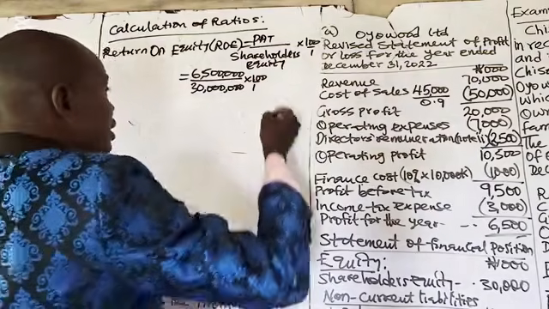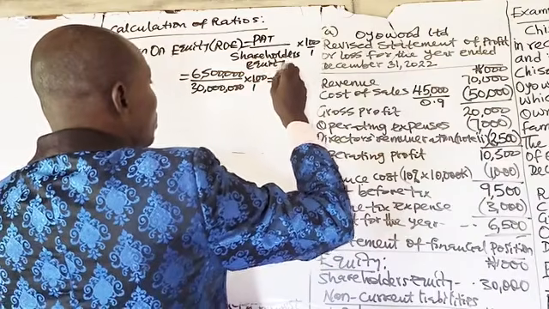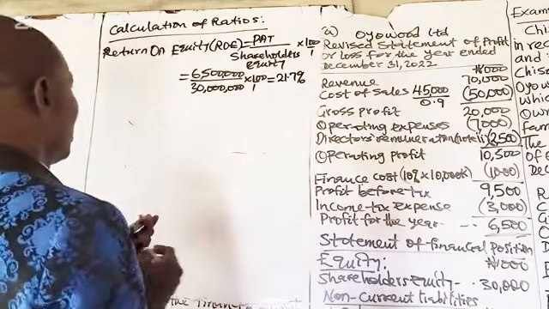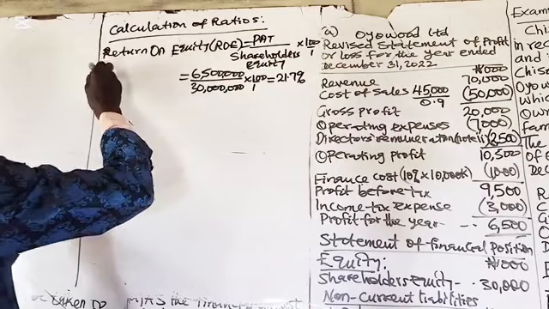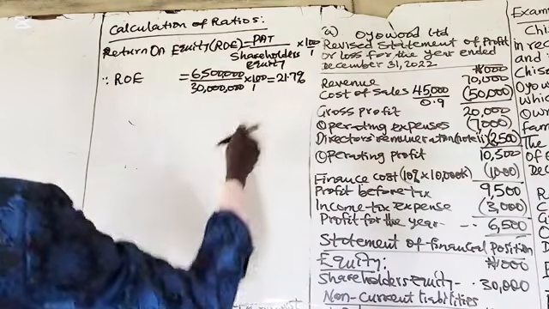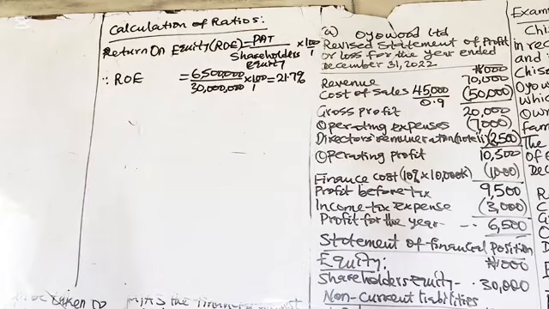Since the existing ratio was taken to one place of decimal, your computation too must be taken to one decimal place. So that is our ROE. Therefore, ROE, return on equity, equals 21.7%. Then the second ratio you are given is net asset turnover.